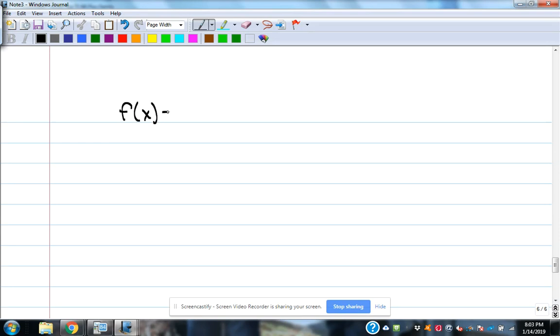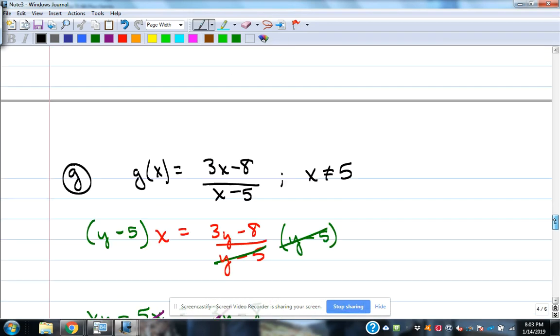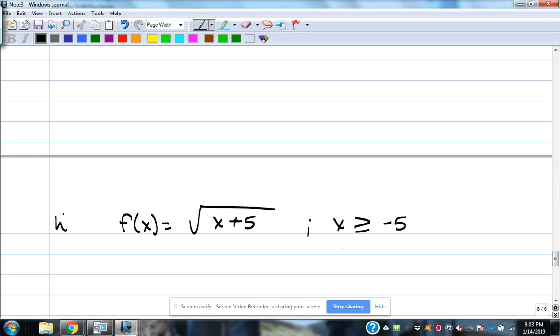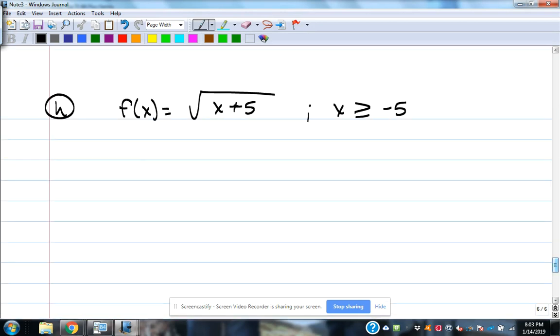Let's say we have f of x is equal to the square root of x plus 5. And we know that because it's a square root function, there's a domain issue. That x's have to be greater than or equal to -5 because of that. I don't know what letter we're on. H. Okay. We want to find the inverse of that function.